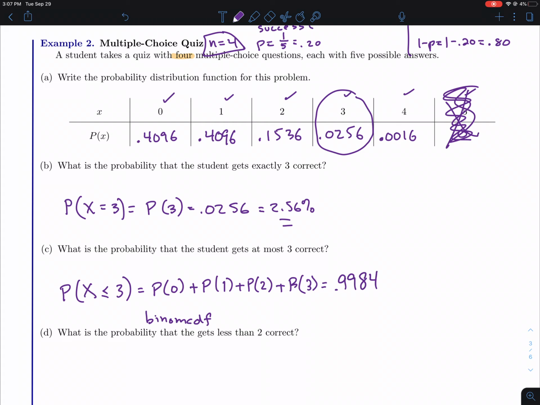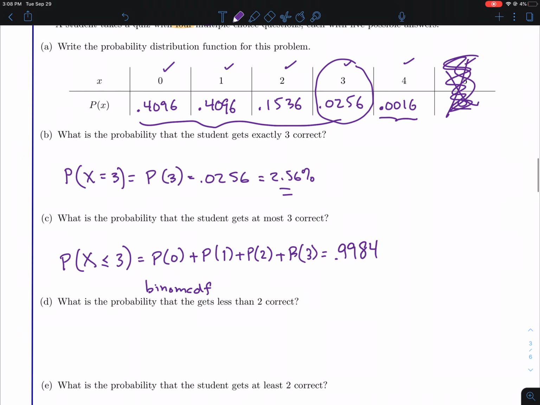0.9984. And if I look, the only one I'm actually missing out of my binomial distribution is the 0.0016. If I were to add this to that, that would give me a total of 1. So it looks like binomial CDF really did what I wanted it to do and added up those first 4 columns for me and gave me the probability that someone gets at most 3 correct, or 3 or less correct.